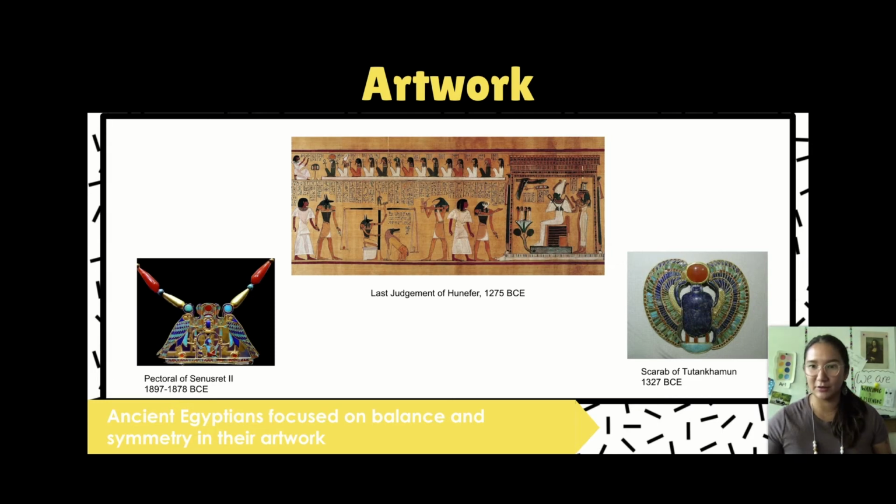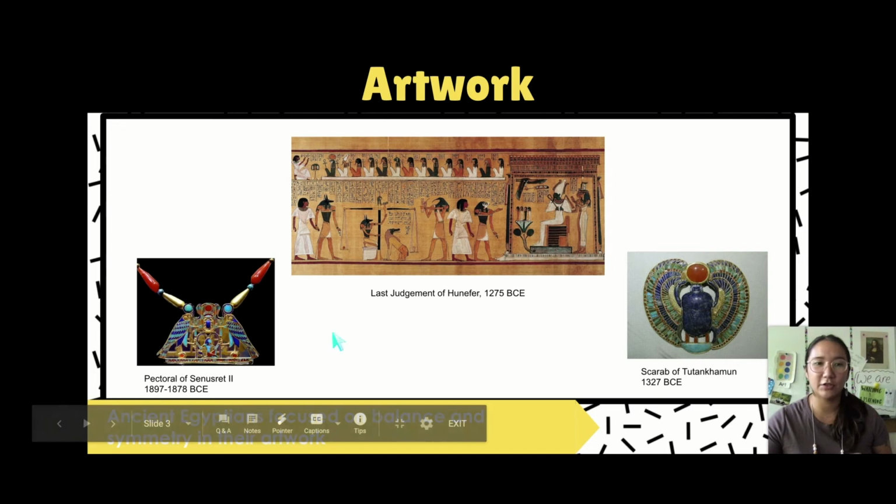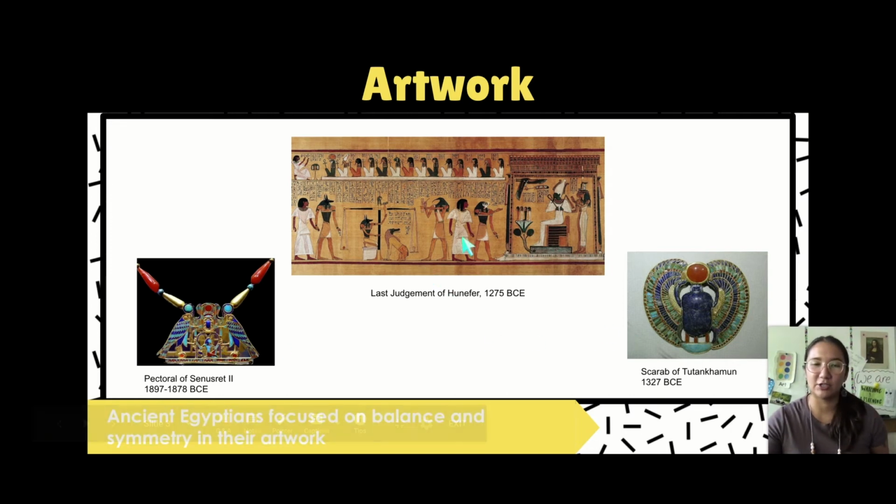So that is still a pretty long time, but you can still see a very distinct ancient Egyptian style within all of them. They focus a lot on balance and symmetry in their artwork. And these two, of course, show symmetry. And this work up here, The Last Judgment, does not show exact symmetry, but there is a certain sense of balance or harmony in the artwork that is common in ancient Egyptian work.